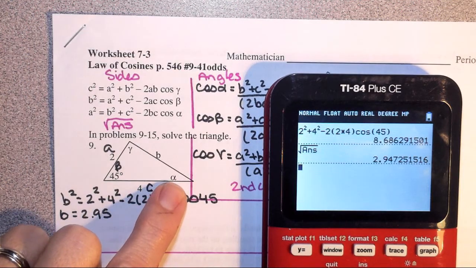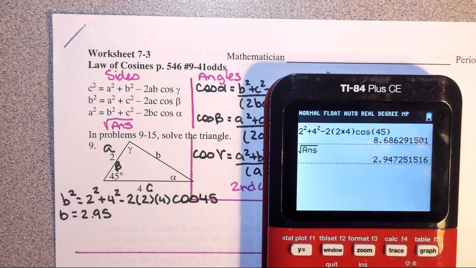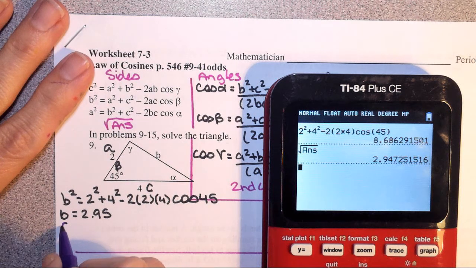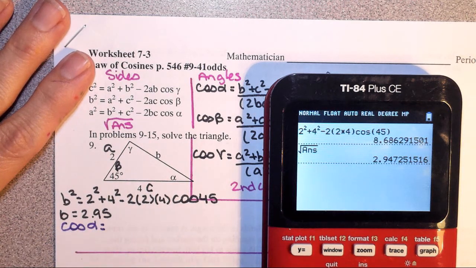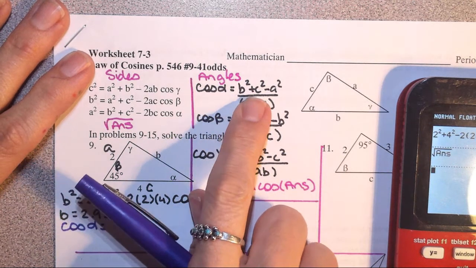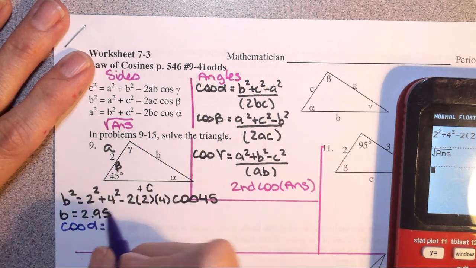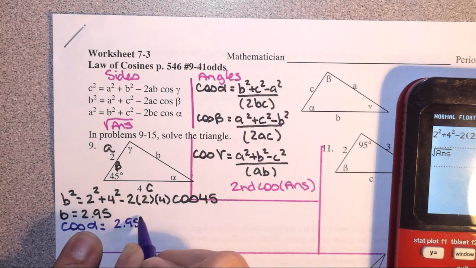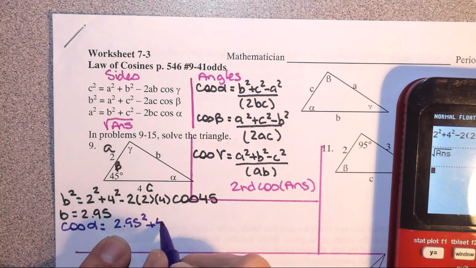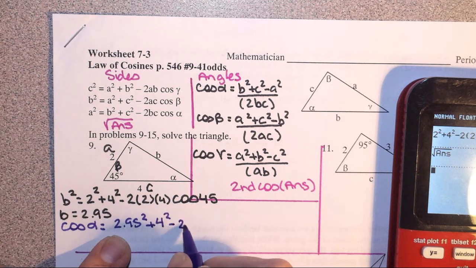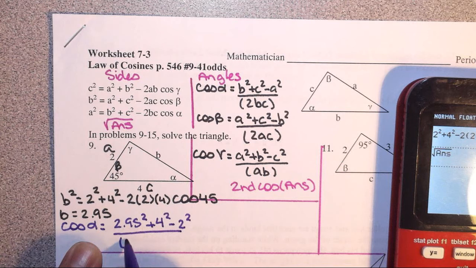Okay, B's done. Now I have to decide whether I want to find alpha or gamma. I'm going to choose to find alpha for no particular reason other than A comes before C. So cosine of alpha equals, I'm using this formula right here, B squared plus C squared minus A squared. So I just found my B. So 2.95 squared plus C squared minus A squared, all divided by parentheses 2 times B times C.